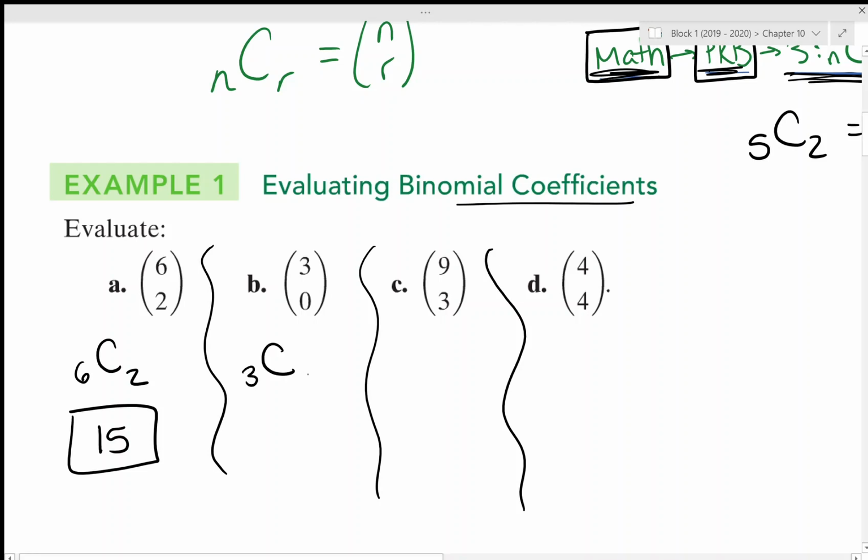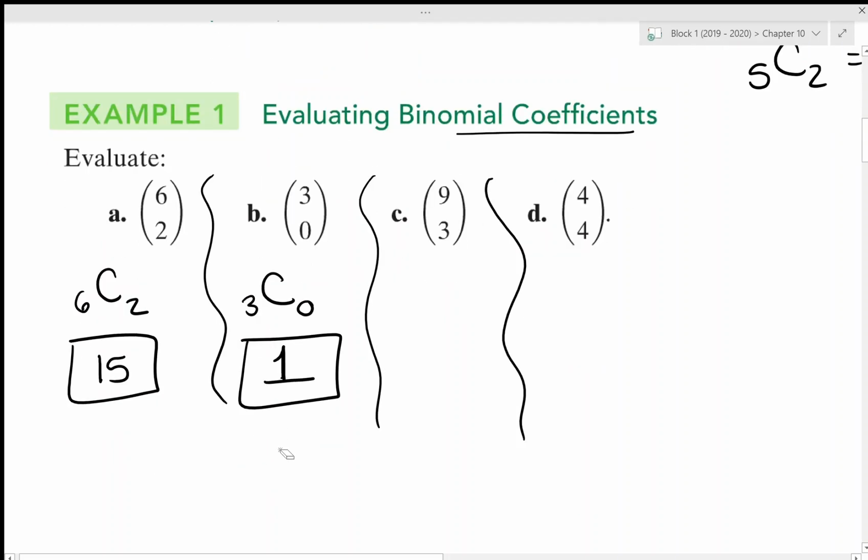The next one, 3 above 0. So 3C0 is actually going to be 1. Whenever your r is 0, whatever your n is, nC0, you are always going to get 1. That can help save you some time figuring out what you should get. If you see a 0 for your r, the answer is 1. Now for 9 above 3, 9C3, if you plug that into your calculator, you should get 84.